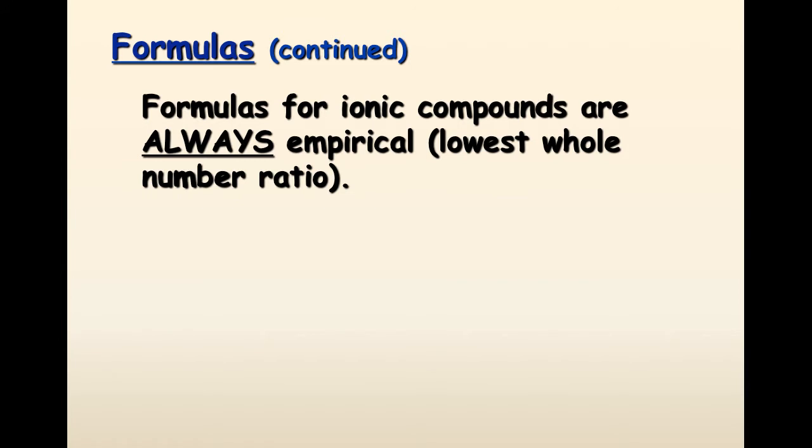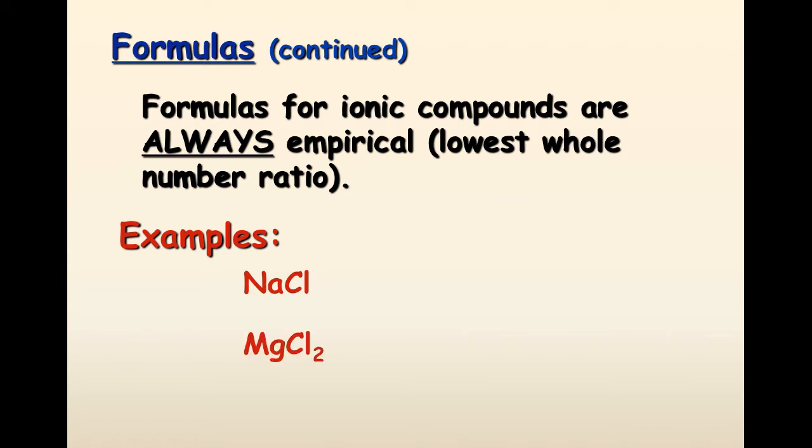So, formulas of ionic compounds are always empirical. It's the lowest whole number ratio. So a few examples: sodium chloride, you're not going to write Na2Cl2. It's always a 1-to-1 ratio of sodium atom to chlorine atom. Magnesium chloride, always a 1-to-2 ratio. You wouldn't write Mg2Cl4. Lowest whole number ratio always. 2 aluminums to 3 sulfates, 2 potassium to 1 carbonate. So ionic are always empirical.